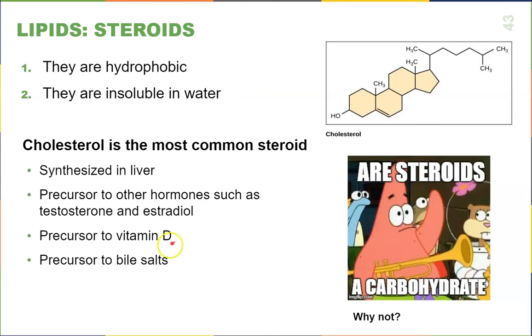Precursor to vitamin D, and then precursor to bile salts as well. So steroids or cholesterol is not all bad. Of course, too much of a good thing is bad, right? But we still need it. So steroids are not a carbohydrate, right? They look like a carbohydrate a little bit because they have that ring structure, but they're not a carbohydrate because they are hydrophobic. They don't like water.